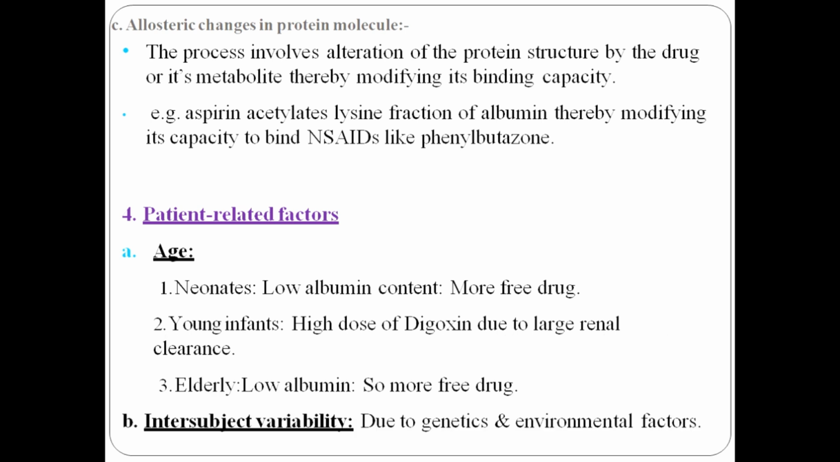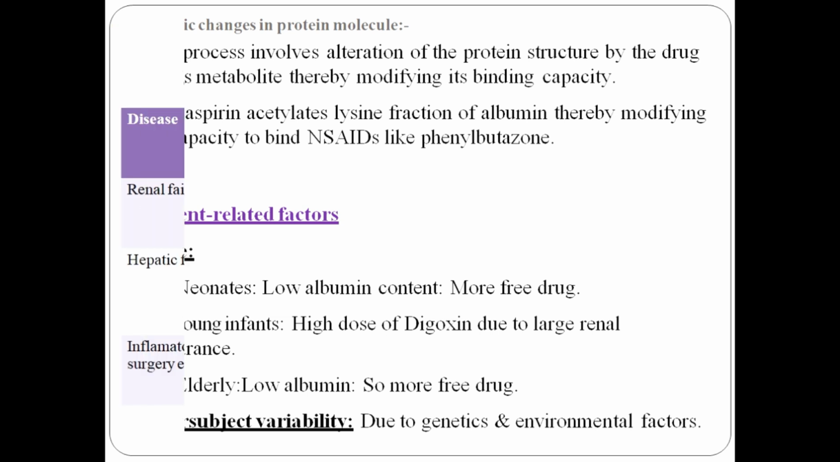Next are patient related factors, just like age. Neonates and young infants have low albumin content, so more free drug, and a high dose of desoxyn is needed due to large renal clearance. In the elderly, low albumin, so more free drug. There is also intersubject variability due to genetics and environmental factors.